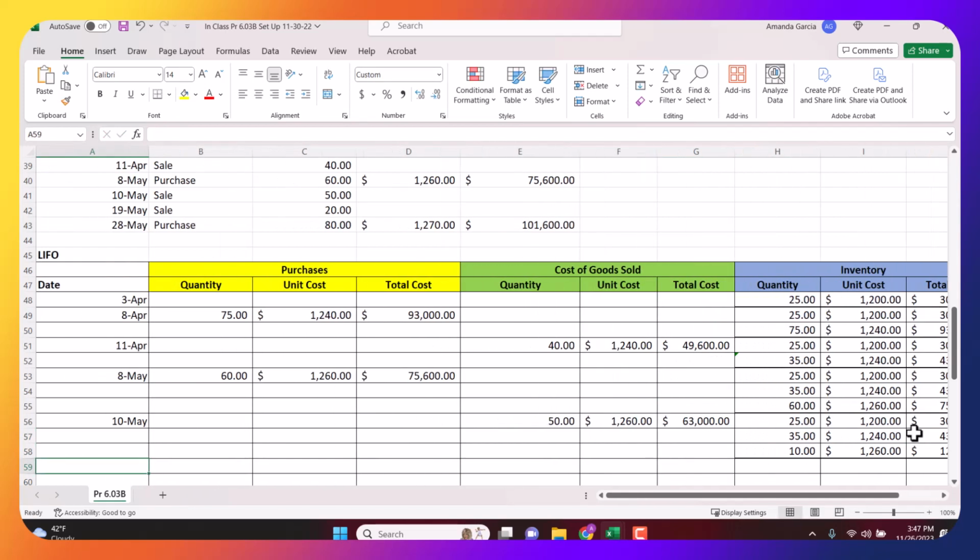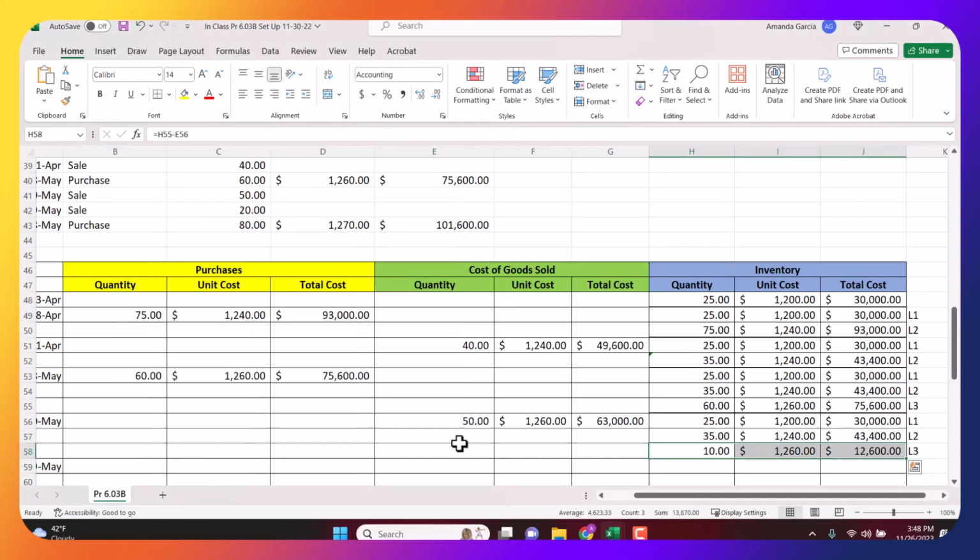We also had a sale. So any questions there? We also had a sale of 20 units on May 19th. So we sold 20 units. Well, I go to the last one. Do I have 20 units? So I'm going to go over here. I'm going to look at my inventory, and I don't.